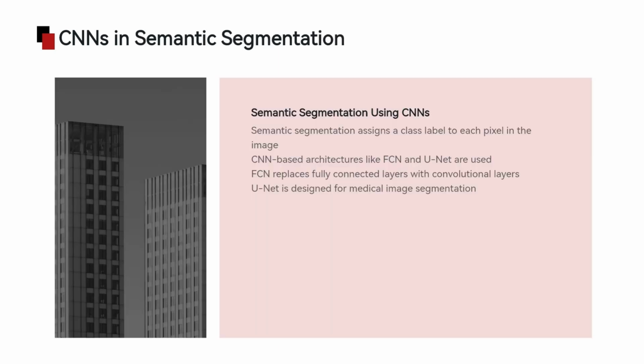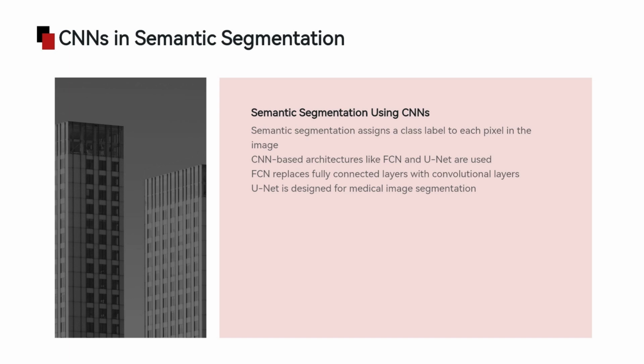Semantic segmentation is the task of classifying each pixel in an image rather than just classifying the image as a whole. This fine-grained classification is crucial in tasks like medical imaging, autonomous driving, and scene understanding. Fully convolutional networks, FCNs, are an important architecture for semantic segmentation. They replace the fully connected layers of traditional CNNs with convolutional layers, allowing the network to output a segmentation map that has the same spatial dimensions as the input image. FCNs are highly effective at segmenting images into regions that correspond to different classes.